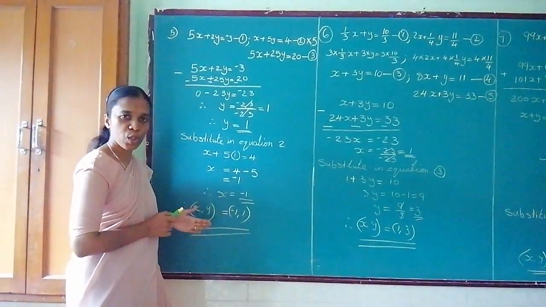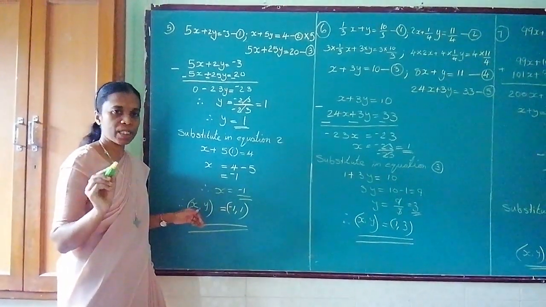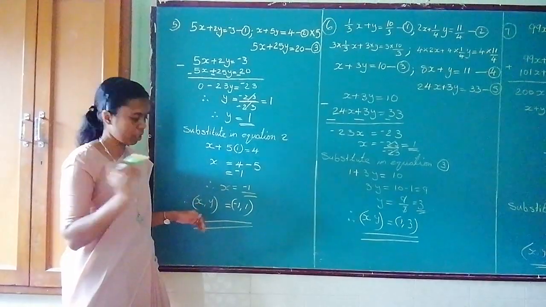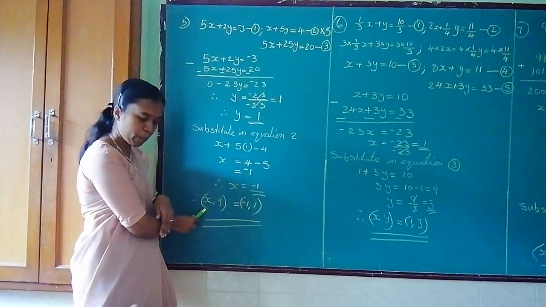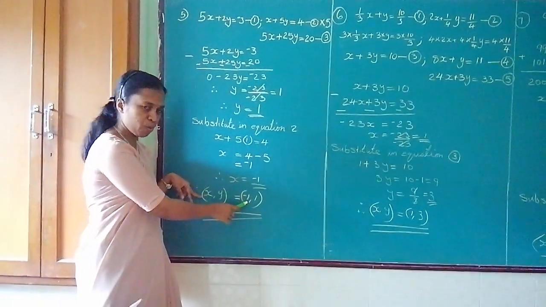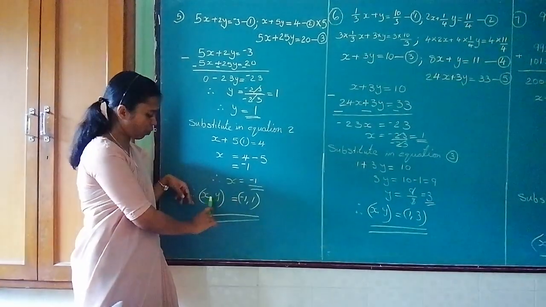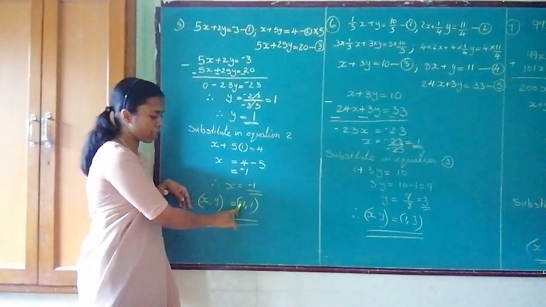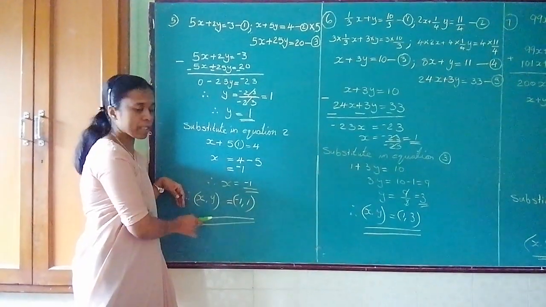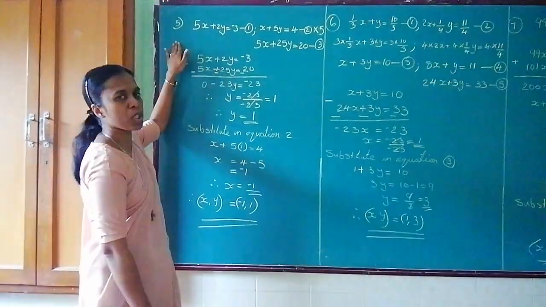How do we write the solution of it? Solution has to be always written in an ordered pair. Ordered pair means in an open bracket, x coefficient first and then y coefficient. Therefore, (x, y) = (-1, 1). This is the answer of the fifth question.